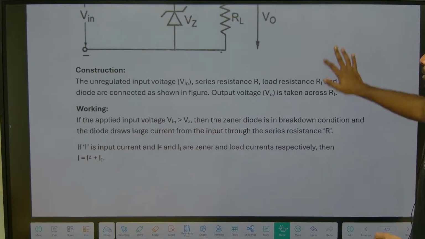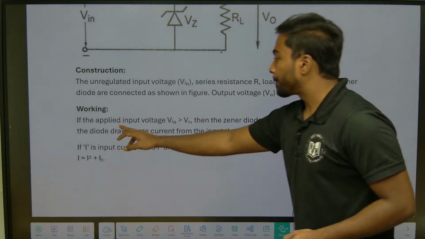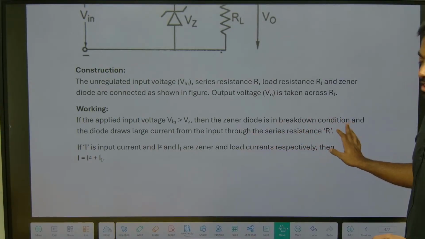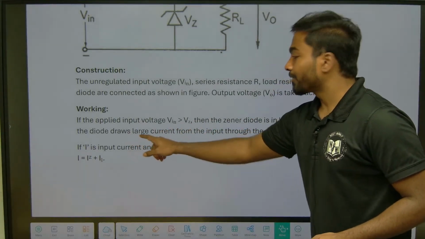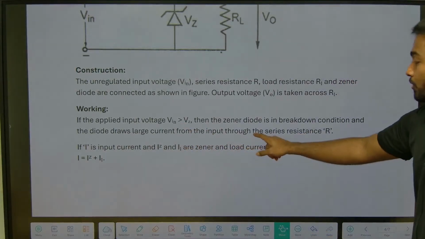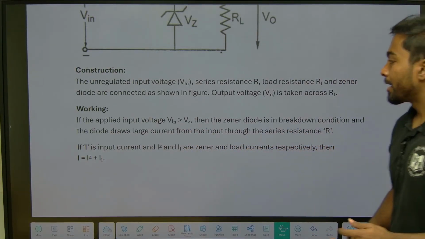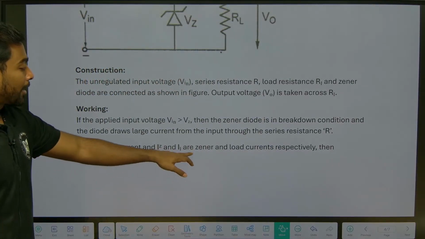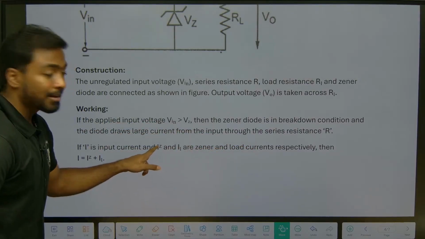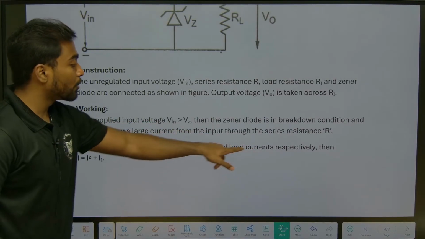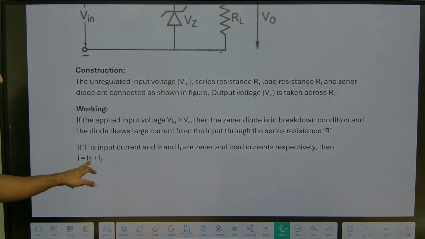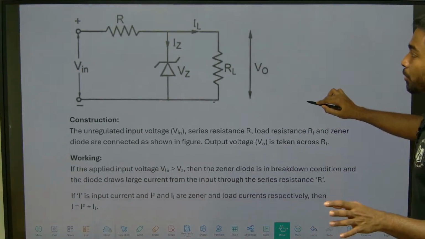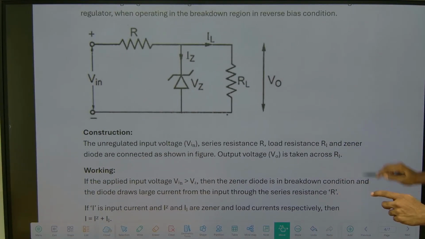Got it? Now the working principle: if the applied input voltage is greater than the Zener voltage, the Zener diode is in the breakdown condition, and the diode draws a large current from the input through the series resistance. If I is the input current, and IZ and IL are the Zener and load currents respectively, then I is equal to IZ plus IL.